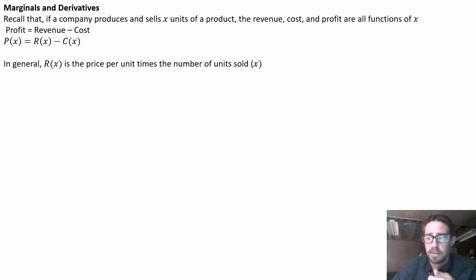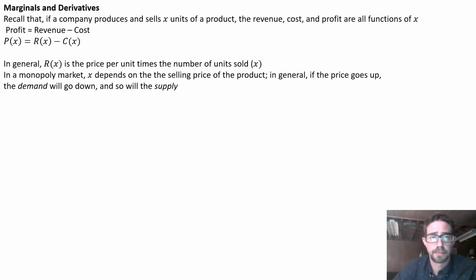The revenue, if we're just keeping it simple, is you just take the number of units sold, which is X, and you multiply it by the price per unit. And we're assuming now that that price is fixed. So the number of units sold will depend on the selling price of the unit. This is how supply and demand work in a monopoly market. If the price goes up, you'll sell less, right? The supply and demand, which again we're just assuming are equal to keep it simple, will go down if you raise the price too much.